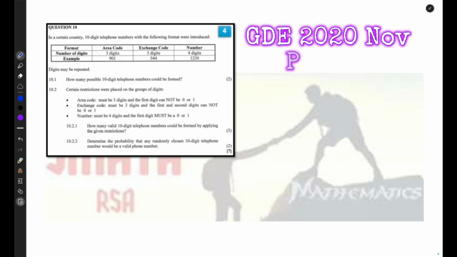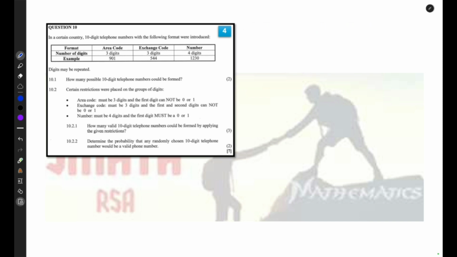Question 4. So this comes from a government exam, a November final exam. I can't remember which year, but it was quite a few years ago. How many possible 10-digit phone numbers could be formed? So now they give you lots of restrictions, and we must just figure out what can be in which space, and then tell them how many there are. So you can read the question up there and how they limit you. So the area code can be 3 digits, okay, no restrictions. Then the exchange code is 3 digits, and then the last one is 4 digits. Now they're not telling you which numbers are possible where, they're just telling me how many there are. So it's 10 different spaces, 10 different options. So the answer for question 10.1 is just 10 to the power 10.